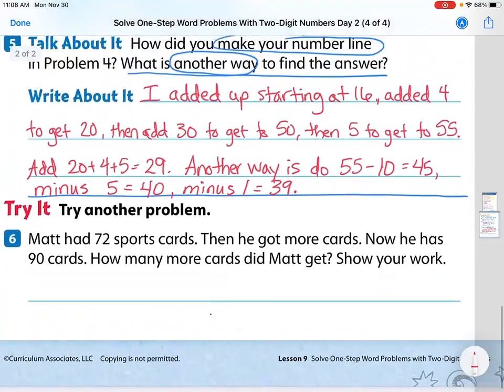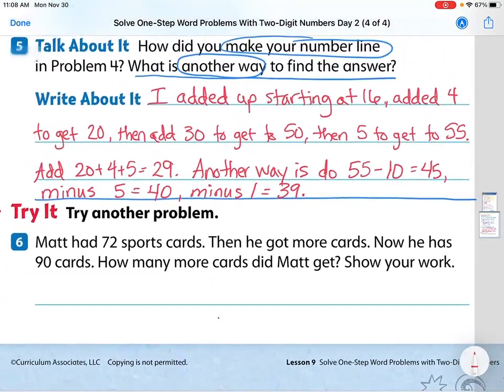All right, so we're going to move on to the very last thing in this lesson, and we're going to do problem number 6. It says Matt had 72 sports cards. Then he got more cards. Remember in our earlier lessons, that is not a number, is it? More cards? That's our question mark right there. Now he has 90 cards. How many more cards did Matt get?